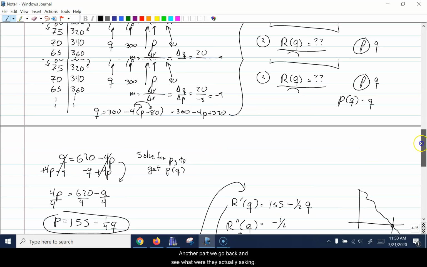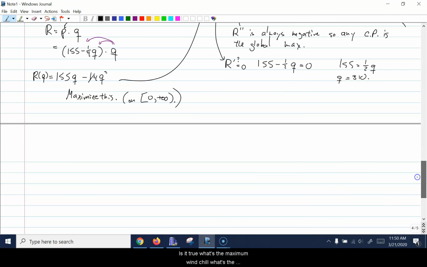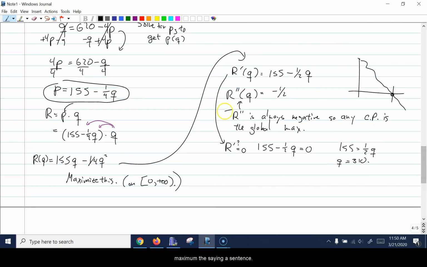Now's the part where we go back and say, what were they actually asking? They just said maximize it. They said show it's the maximum. The line show it's the maximum is saying, hey, include that sentence. Maximize it, to me, sounds like, hey, we should probably say what the maximum revenue is. And even if I don't do that, I should say what the price is. Like, giving the instructions to the guy on the boat that, hey, you should let 310 people on. Well, that's not helpful. He needs to know what number to put on the sign for the price. That's the thing that he uses to start his process of getting the maximum revenue. So we should probably find out the price that goes with it.